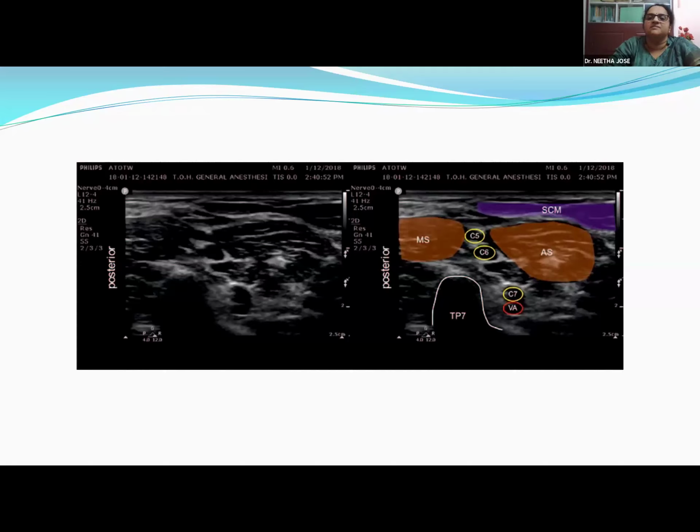And the vertebral artery can be seen associated with this. So, of particular importance is to avoid the vertebral artery and the branches of the thyrocervical trunk. So, it is mandatory to do color Doppler imaging at least once before inserting the needle to locate any vessel that might be in the path of your needle.